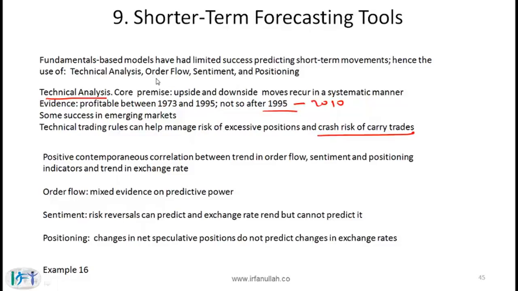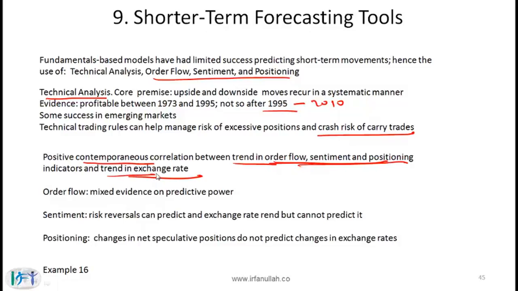In terms of order flow, sentiment, and positioning, the core point here is that there is a positive contemporaneous correlation between trends in order flow, sentiment, and positioning. So these items on the one side and exchange rates or trends in exchange rates on the other side, there is a positive contemporaneous correlation. So these items and exchange rates move up and down together.